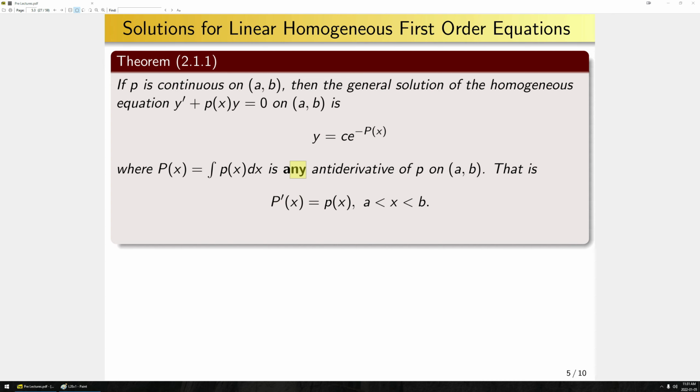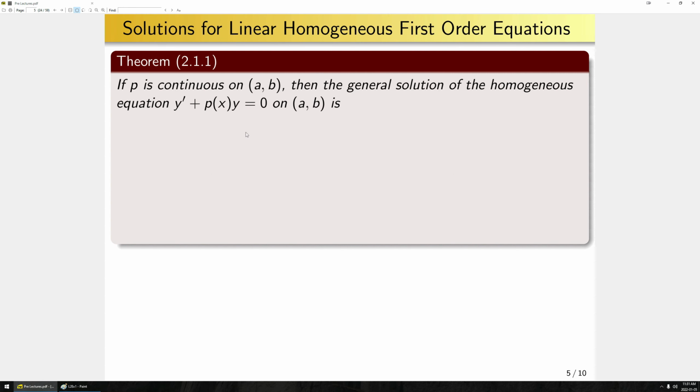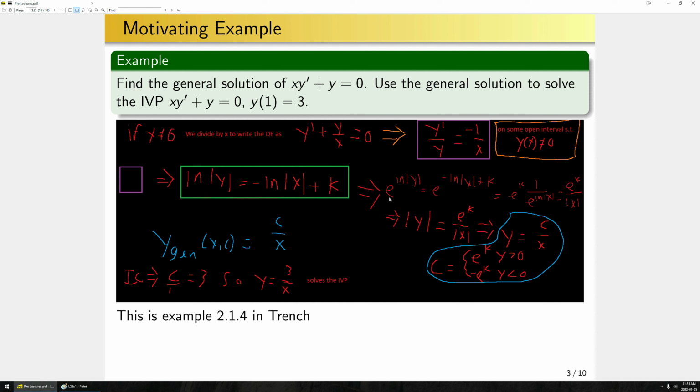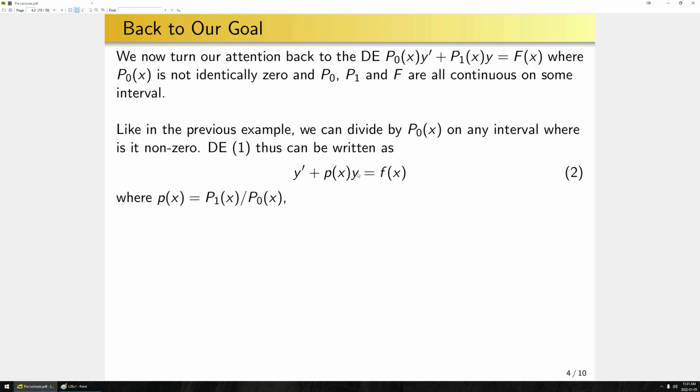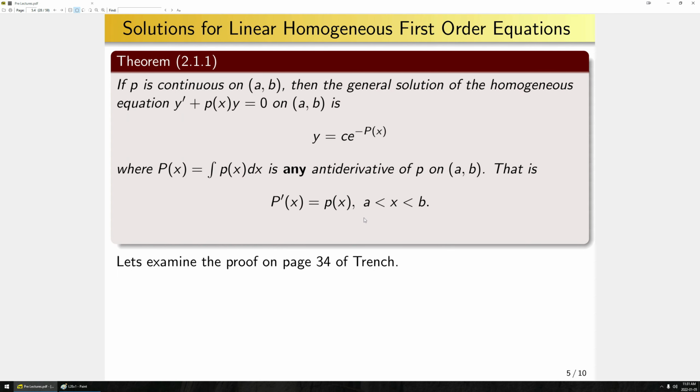So how would I go about proving this theorem? Really, you do the exact same work that we did for this example up here, but instead of having a particular function, in this case 1 over x, you leave that as an arbitrary function of x called p of x. So let's go through the proof that's given in the text. I'm not going to read the proof out directly, but instead we'll copy paste it and go through the key elements of the proof that you should know.